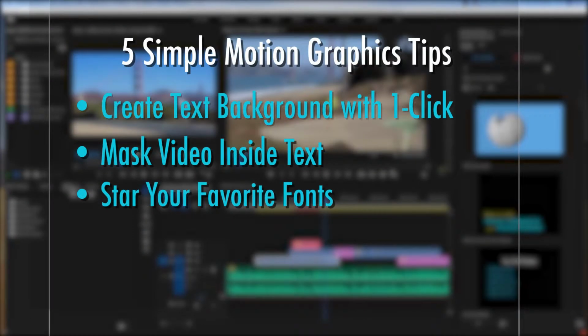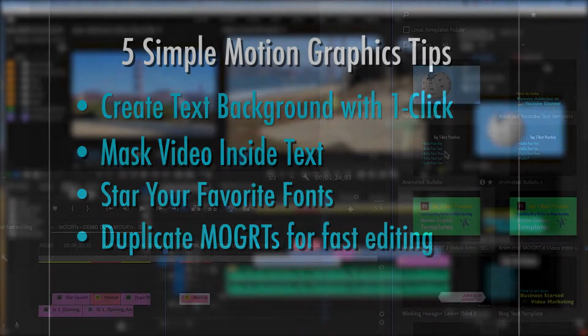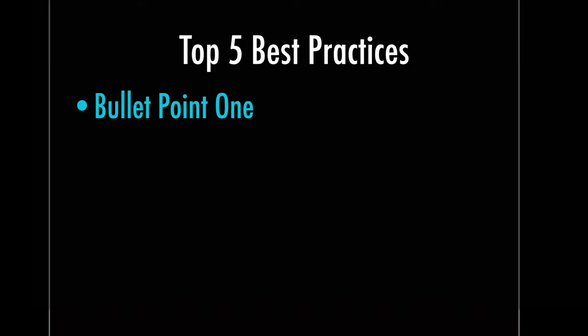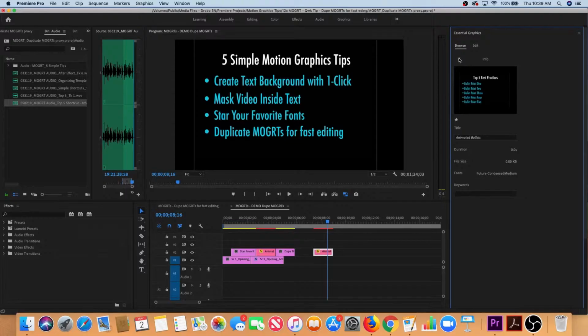The fourth tip is to duplicate your MOGRTs for fast editing. This animated graphic of 5 simple motion graphic tips that you see on screen is actually a motion graphic template or MOGRT I created in After Effects. And the default or the original is right here in the Essential Graphics panel and looks like this. The changes that I made in the timeline version for this particular training do not carry over unless I do some tweaking in After Effects.